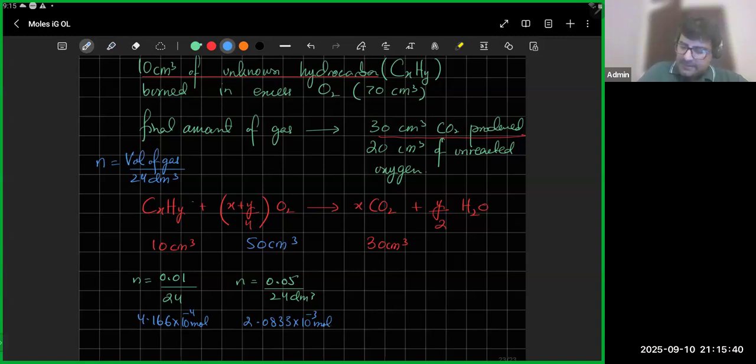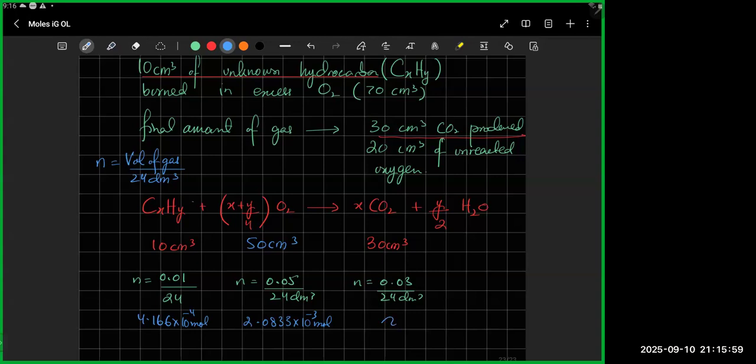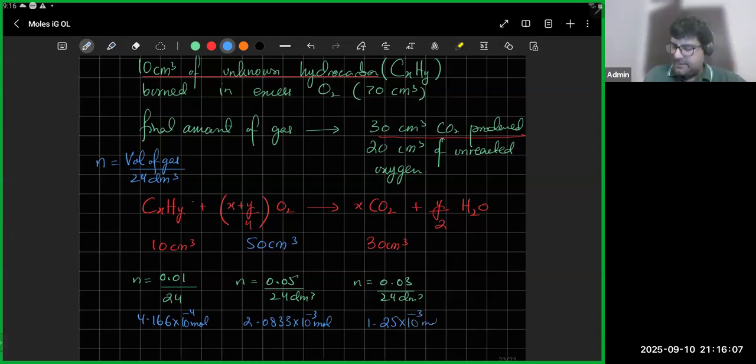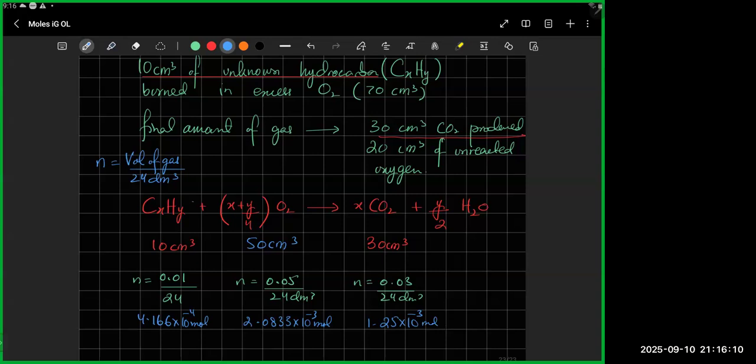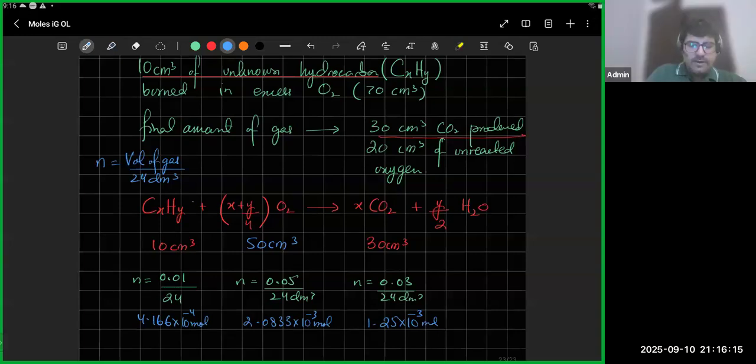And then carbon dioxide, that's 30 cm cube. So that's 0.03 dm cube divided by 24 dm cube. So how many moles do we get? 1.25 times 10 power minus 3 moles. Let me confirm it: 0.03 divided by 24, right? Okay, exactly. That's the one.